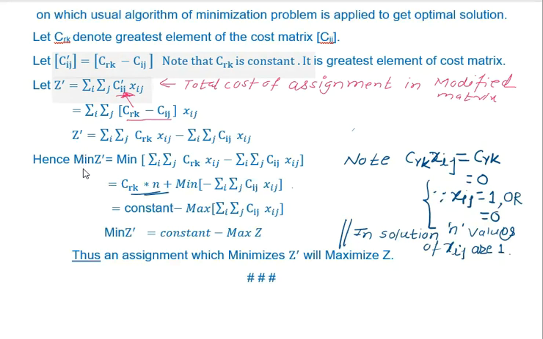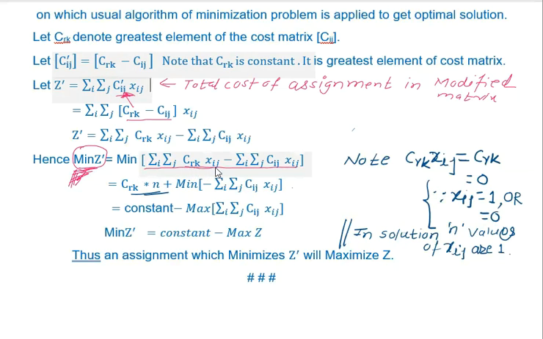Now we minimize the objective function z dash. This is the objective function for the modified matrix. So minimize it using the Hungarian method. Now what is the effect of minimizing this objective function for the modified matrix? Let us see on the right hand side. It is minimization of this right hand side.